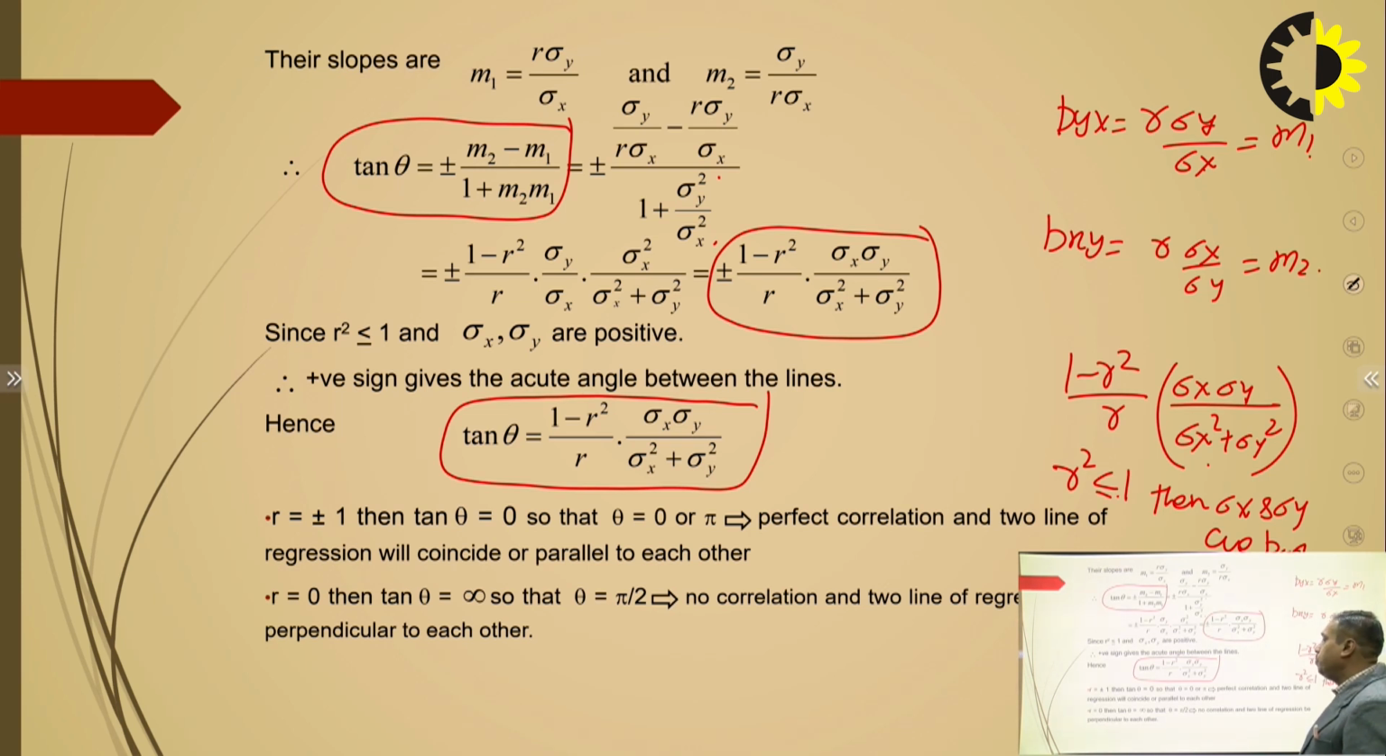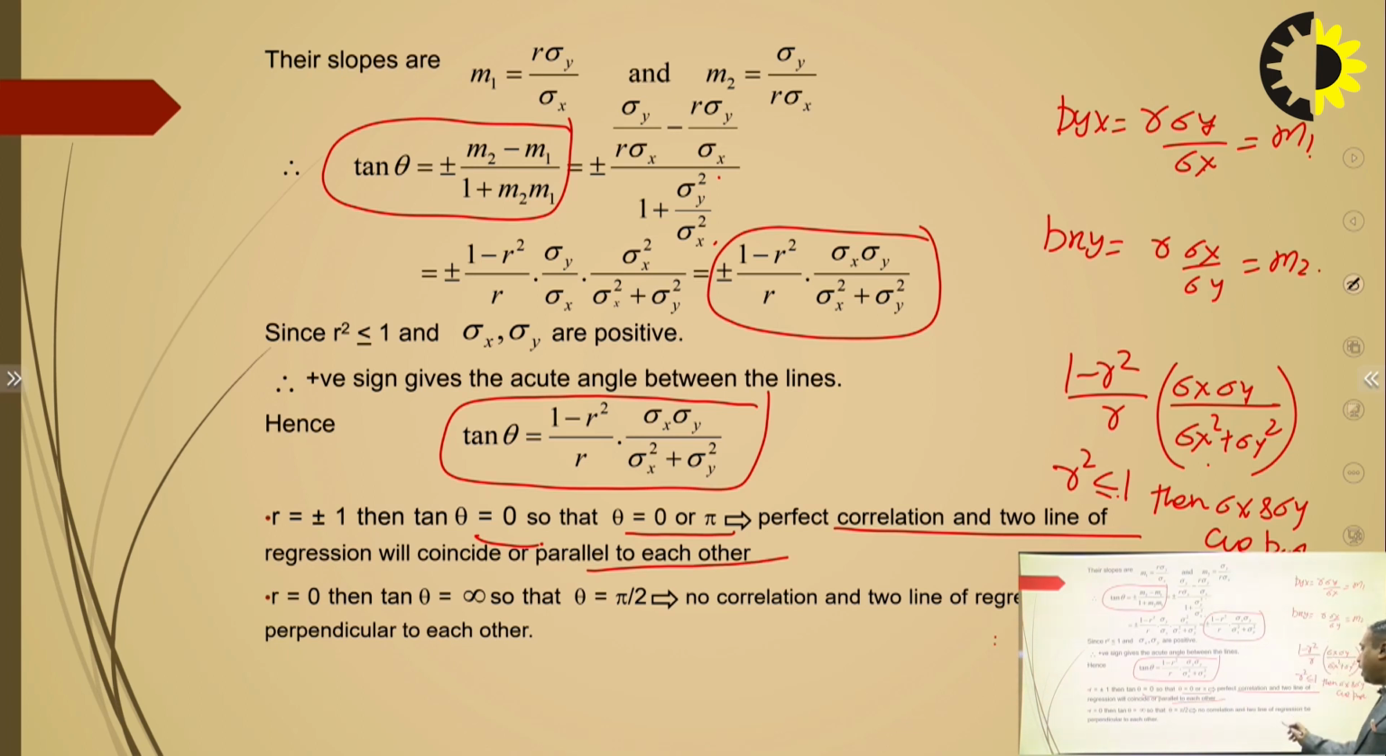If r is equal to plus or minus 1, then tan theta is equal to 0. Theta is equal to 0 or pi. If tan theta is equal to 0, that means theta is equal to either 0 or pi. That is a perfect correlation, and the regression lines coincide or are parallel to each other.